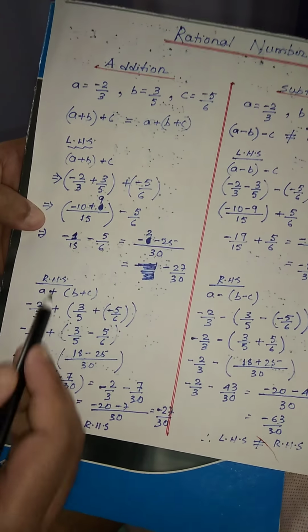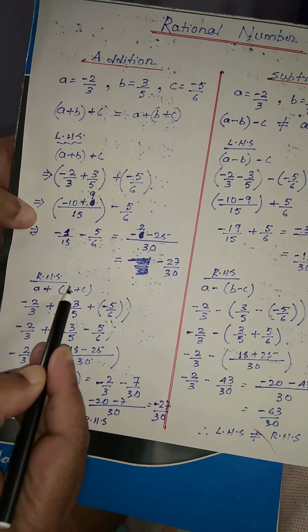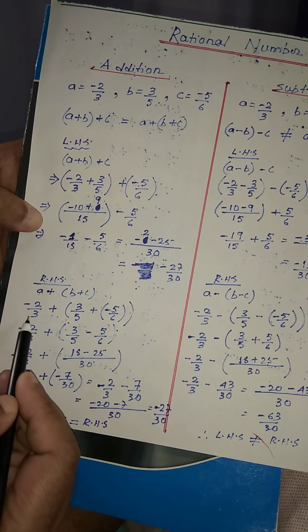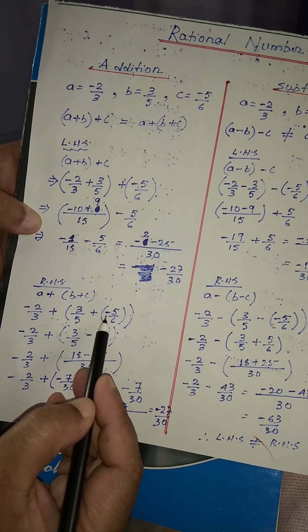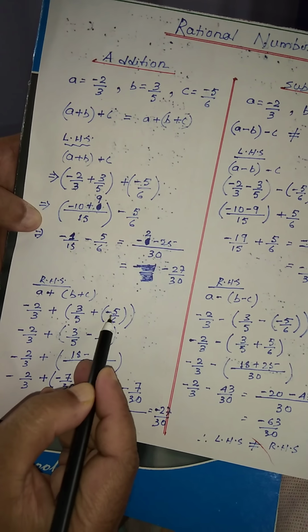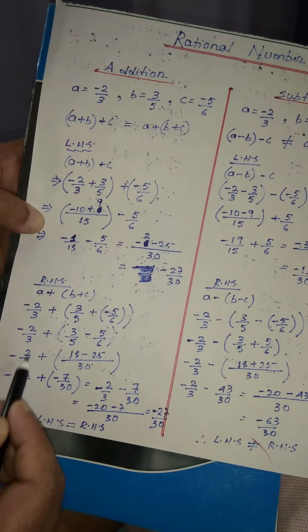Let's solve the RHS. RHS is what? a plus, inside the bracket, b plus c. Then we'll just put the values in place of the letters. So a is minus 2 by 3, plus b is 3 by 5, plus c is, inside the bracket, minus 5 by 6. First we have to open this bracket. Plus minus is minus. Then we have to solve this bracket. We'll keep this as intact.